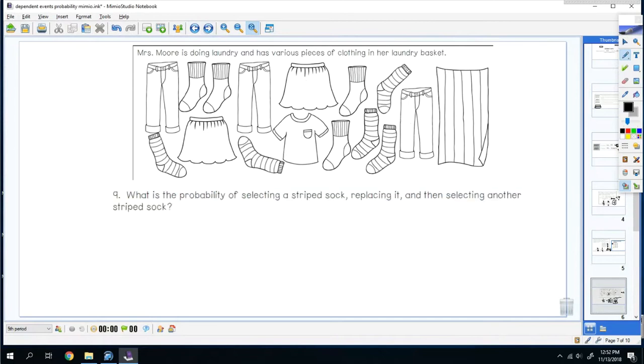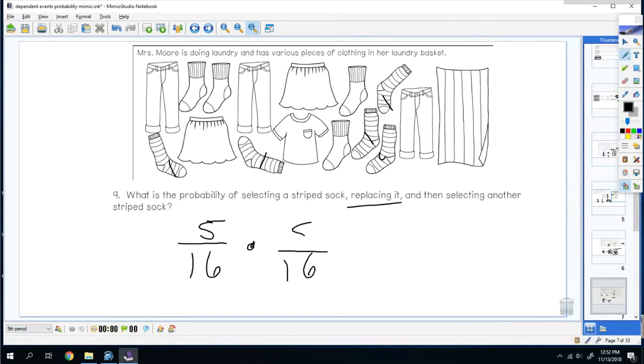Okay, let's try another one together. Number 9, what's the probability of selecting a striped sock, replacing it, and selecting another striped sock? So there's 16 items, and there's 1, 2, 3, 4, 5 striped socks. That means you put the striped sock back, so it means the total does not change. So then the probability of getting another striped sock is 5 out of 16. So you do 5 times 5, which is 25, and then 256.